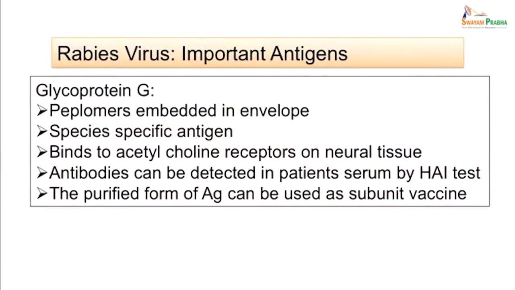There are two important antigens of rabies virus. The most important is the glycoprotein or G antigen. It is associated with the peplomers which are embedded in the envelope. This glycoprotein antigen is a species specific antigen. It plays a very important role in the pathogenesis and the virulence of the virus. It binds to the acetylcholine receptors which are present on the neural tissue, which is the first step in the pathogenesis of rabies virus.